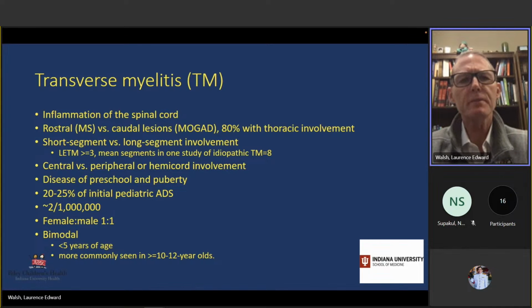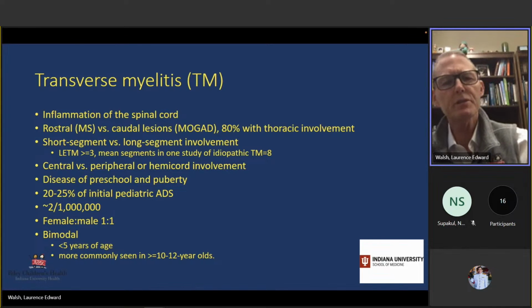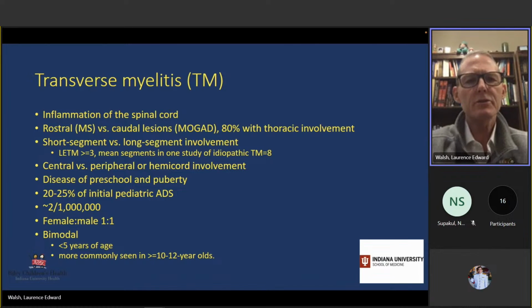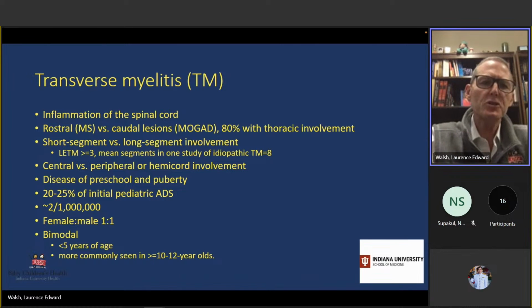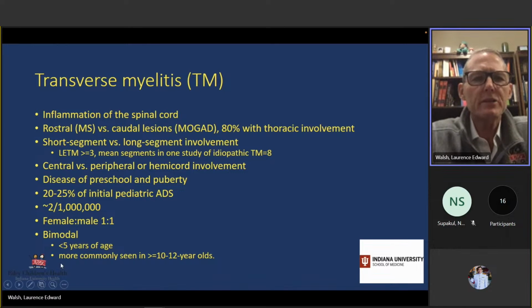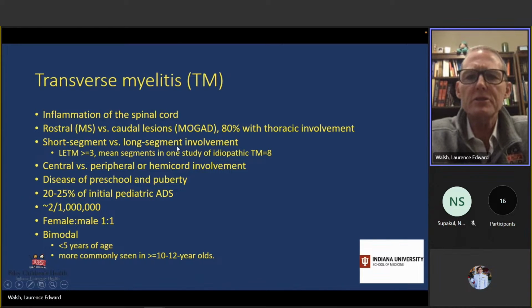Moving on to transverse myelitis, so inflammation of the spinal cord. It matters where and how much, and Dr. Wu went through most of these. One thing that I've learned over time is that cervical lesions maybe aren't so good to have compared to caudal lesions as far as what they predict.